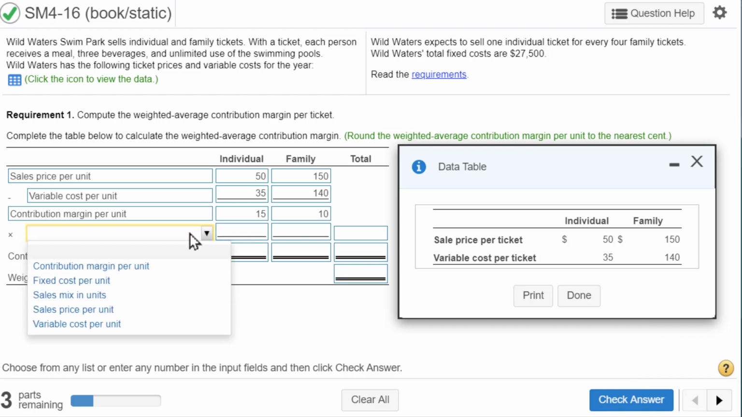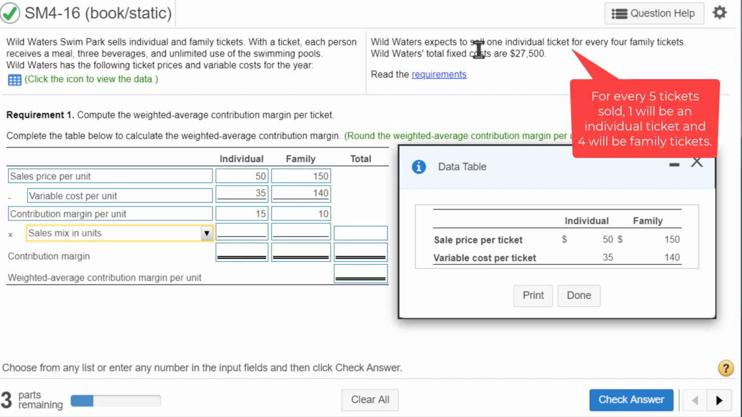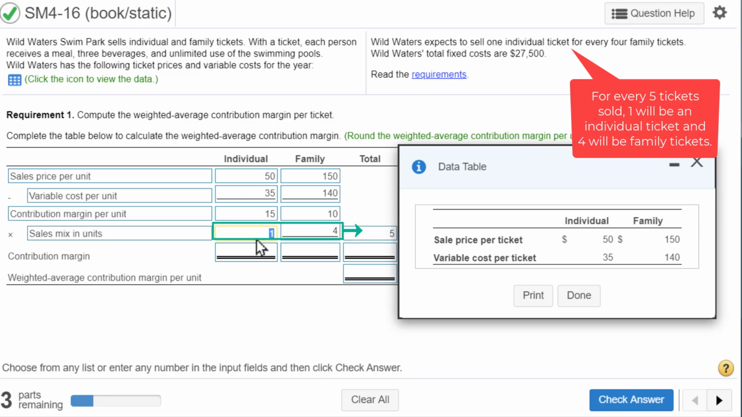Next, we're going to multiply that by the sales mix in units. So what is the sales mix? They expect to sell 1 individual ticket, so we're going to put a 1 here, and 4 family tickets for a total of 5 tickets. So out of 5 tickets, 1 of them on average is an individual ticket and 4 of them are a family ticket.